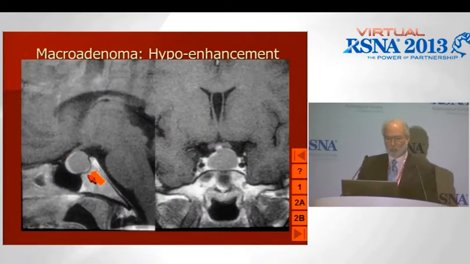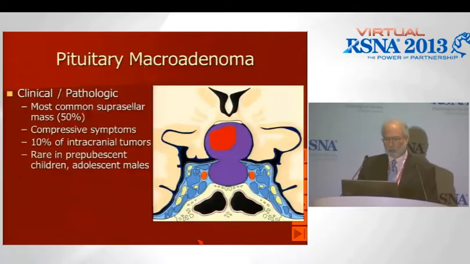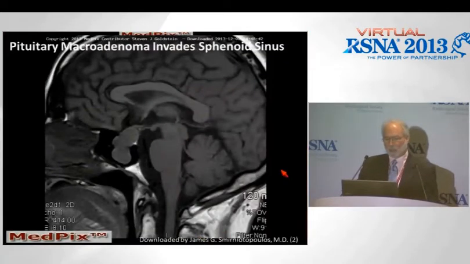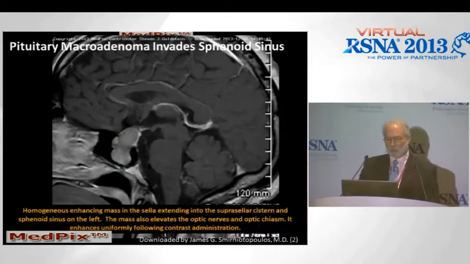Here is a huge macroadenoma, and again, it enhances less than the normal gland. The normal gland tissue is being displaced forward, and a little bit of the normal neurohypophysis is posteriorly behind it. Macroadenomas can be complicated by hemorrhage and necrosis. We can see here that another complication is invasion into the adjacent structures, the cavernous sinus. This one is growing down into the sphenoid sinus here.